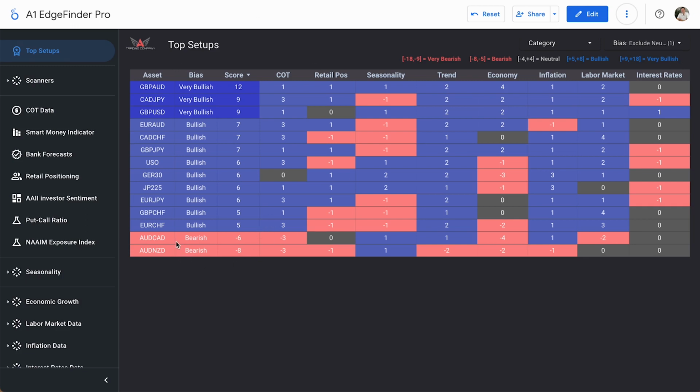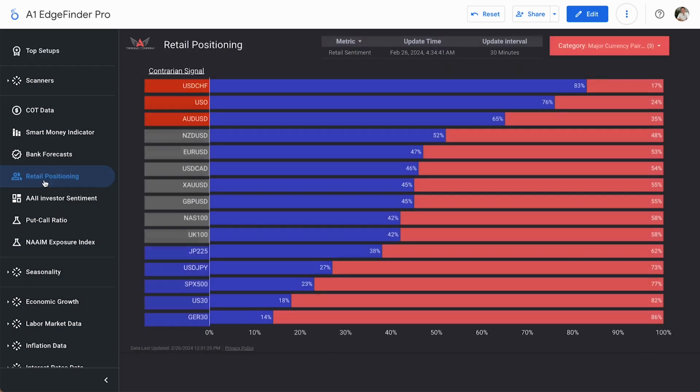But today, just two bearish biases, Aussie CAD and Aussie NZD, but we have a pretty solid list of bullish biases along with three very bullish biases, Pound Aussie, CAD JPY, and Pound Dollar. So a lot to take a look at here on the bullish side, just a couple here on the bearish side. But why don't we go ahead and hop into retail positioning.